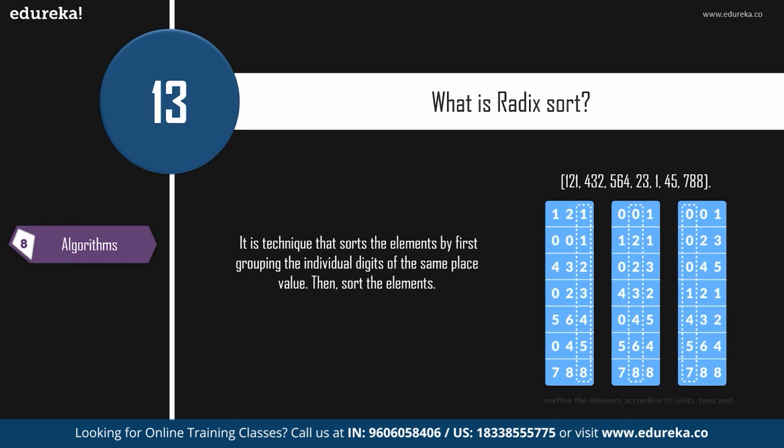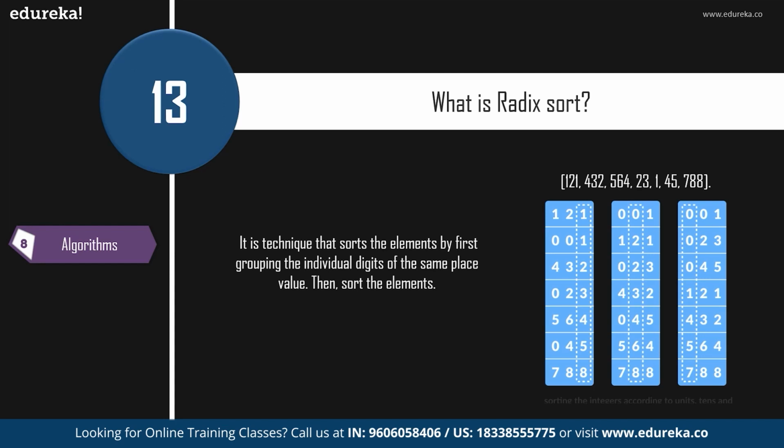Now suppose we have an array of 8 elements. First we will sort elements based on the value of its units place. Then we will sort the elements based on the value on its tens place. This process goes on until the last significant place. You can understand this by the example displayed here. We have numbers like 121, 432, 564, 23, 1, 45 and 788.